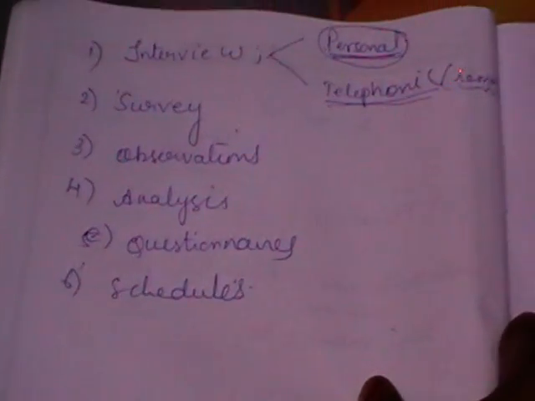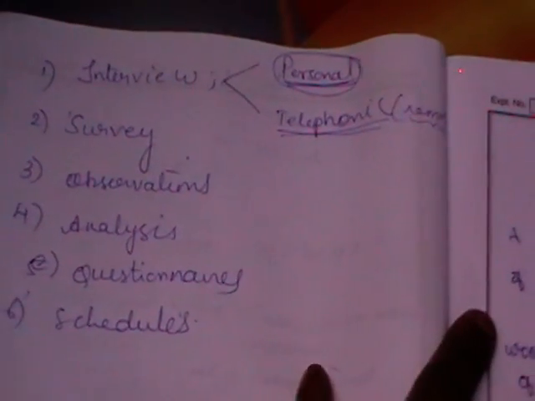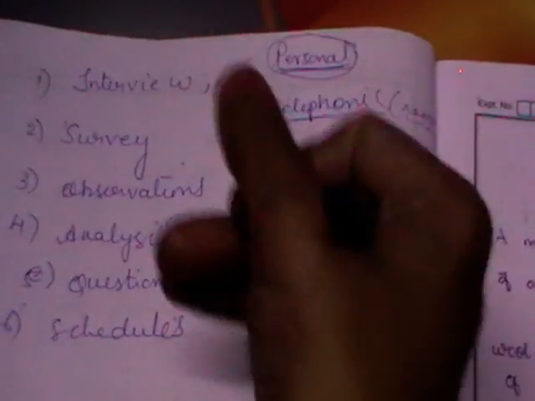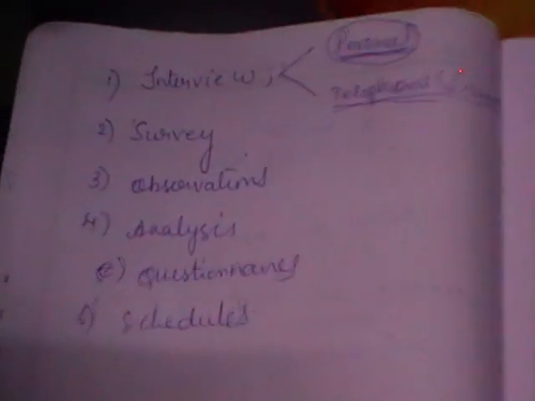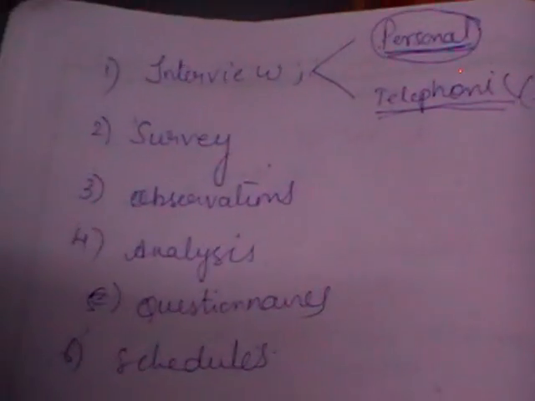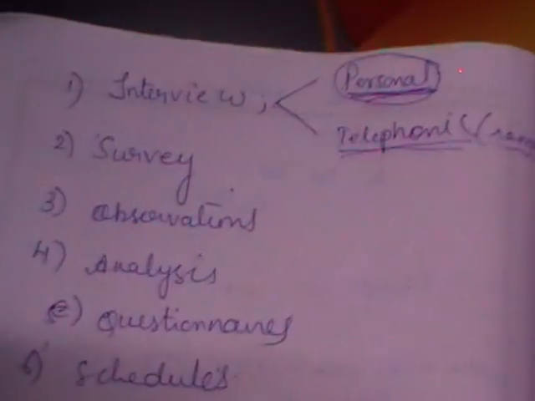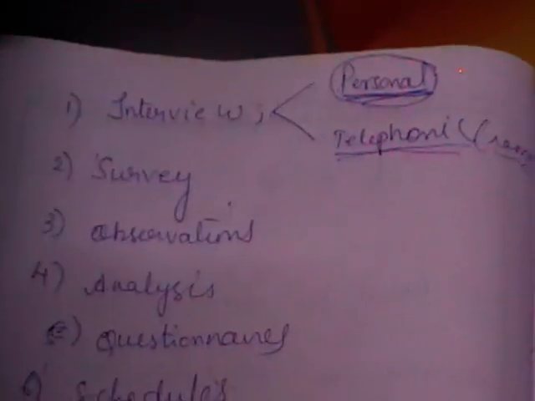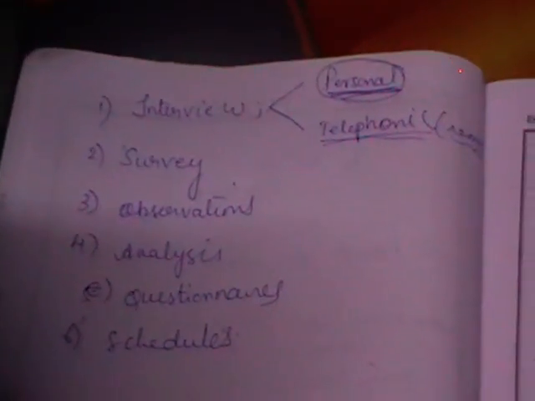What is an interview? Interviews are one-to-one question and answer sessions from which we get the required information. I think you know what an interview is. The investigator directly approaches the respondent and collects the required information. When the number of persons from whom he is going to collect the data is small, he can choose the personal interview.